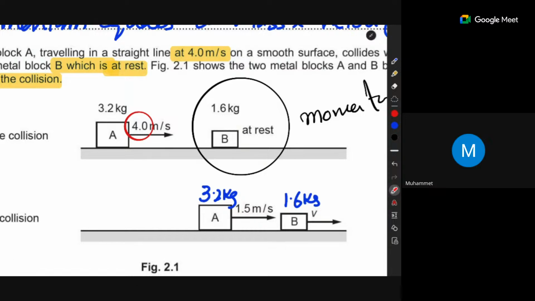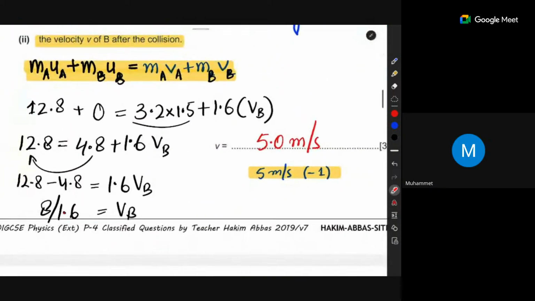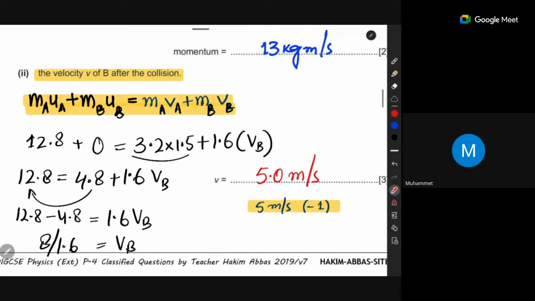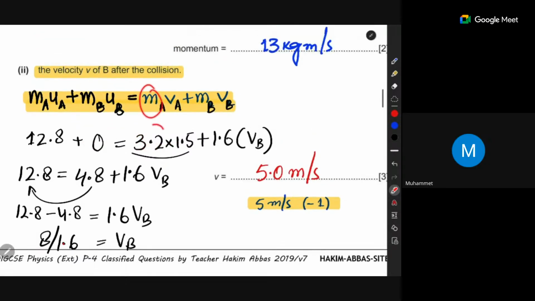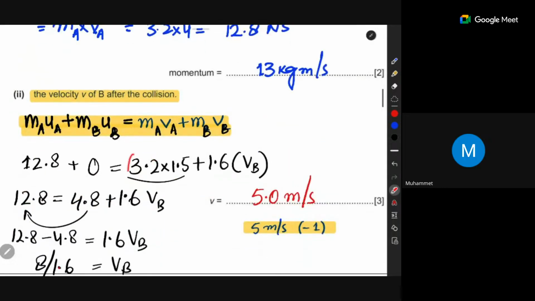Got it? Yes, Professor. So you will place 0 value here. Okay? This is 0. And then the mass of block A is 3.2 kg. And what is the speed of block A after it is hit by block B? 1.5. So I will write 3.2 into 1.5. This will be the value here.